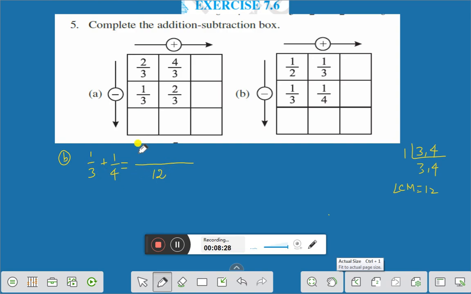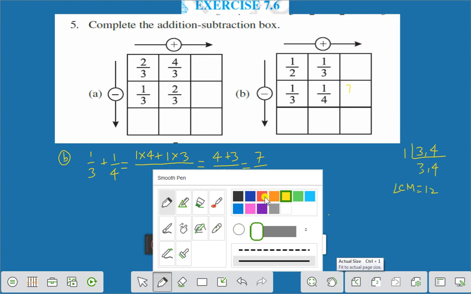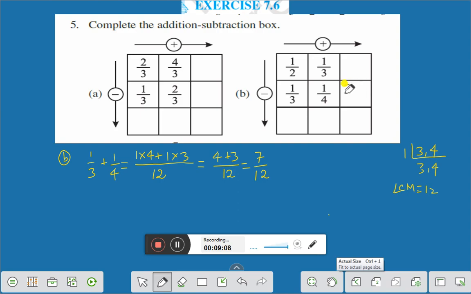You divide 12 by 3, that is 4, that is 1 into 4, plus if you divide 12 by 4, that is 3, 1 into 3. That you will get 4 plus 3 by 12. 4 plus 3 is equal to 7. Therefore this value is 7 by 12. That is, 1 by 3 plus 1 by 4 is 7 by 12.